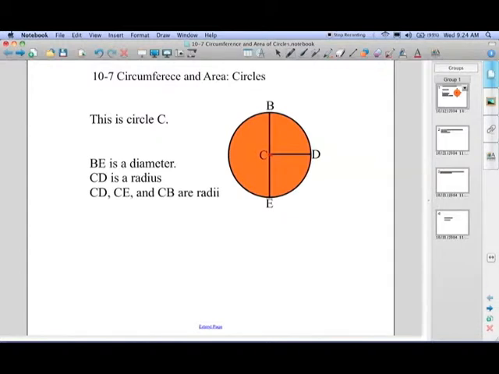BE is a diameter simply because it goes from one end of the circle all the way to the other end of the circle through the center of the circle, point C. CD is a radius. It is half the diameter. It starts at the center of the circle and extends outward to the edge of the circle. We say that CD, CE, and CB are radii because radii is plural for the word radius.